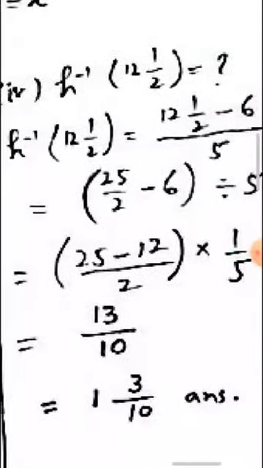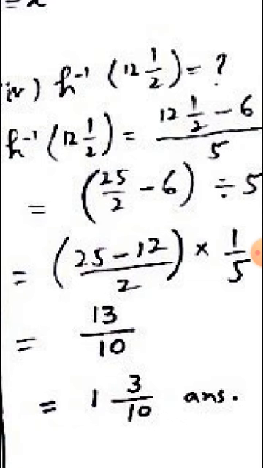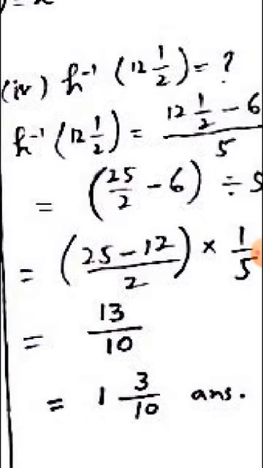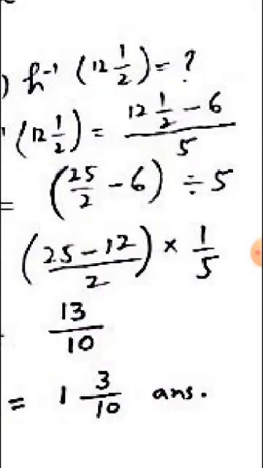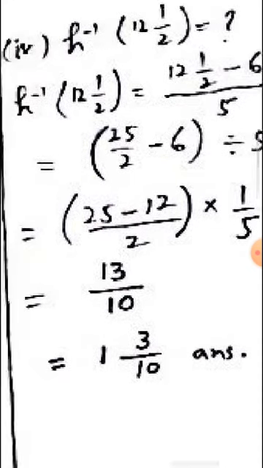Then fourth part, h inverse 12 whole 1 by 2. Put the value of x, 12 whole 1 by 2, in the function. H inverse 12 whole 1 by 2 is equal to (12 whole 1 by 2 minus 6) over 5. 12 whole 1 by 2 means 25 by 2 minus 6, divided by 5, or (25 minus 12) over 2 multiply 1 over 5. 25 minus 12 is 13, and 2 multiply 5 is 10. So the answer is 13 by 10, or 1 whole 3 by 10.